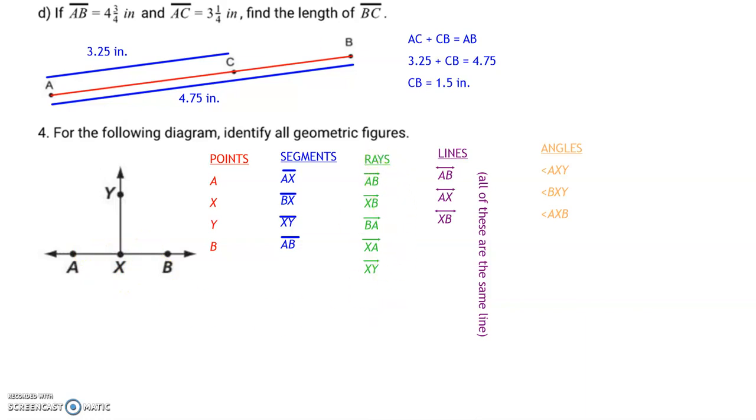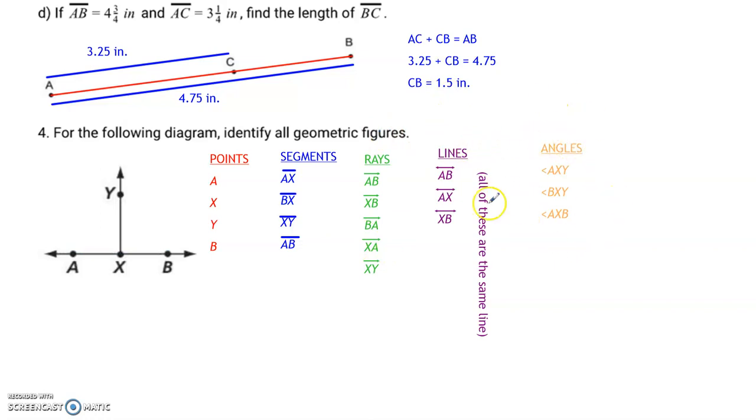The rays are important in terms of their direction, because if we have from A to B, that's starting at this point and traveling this way, whereas from B to A is starting at B and traveling in this direction, right? The order of the rays is important.